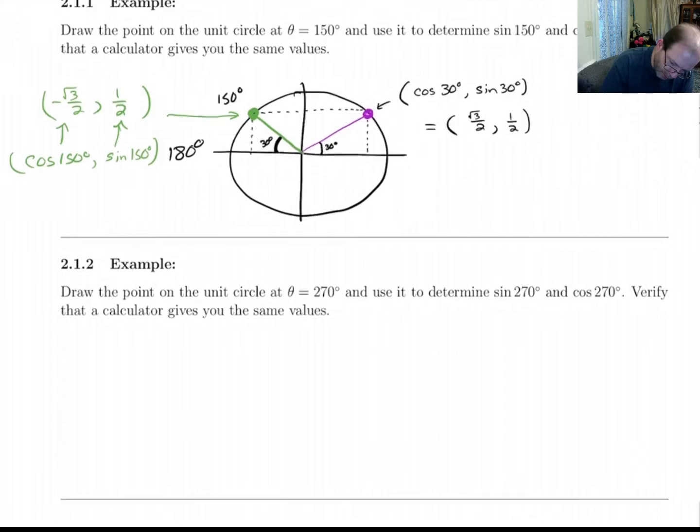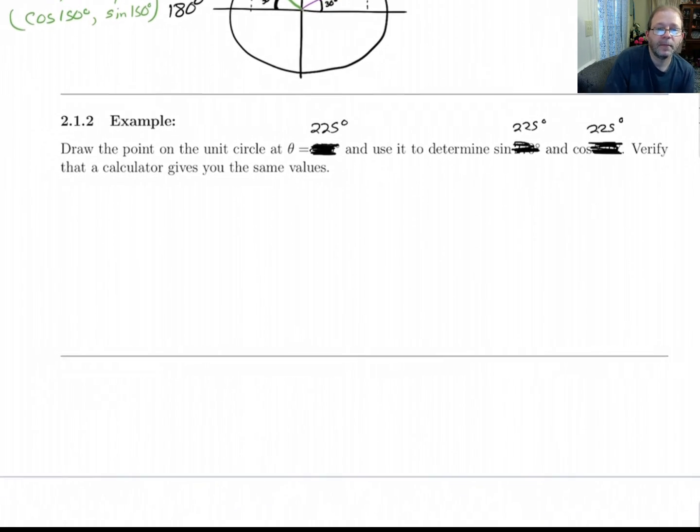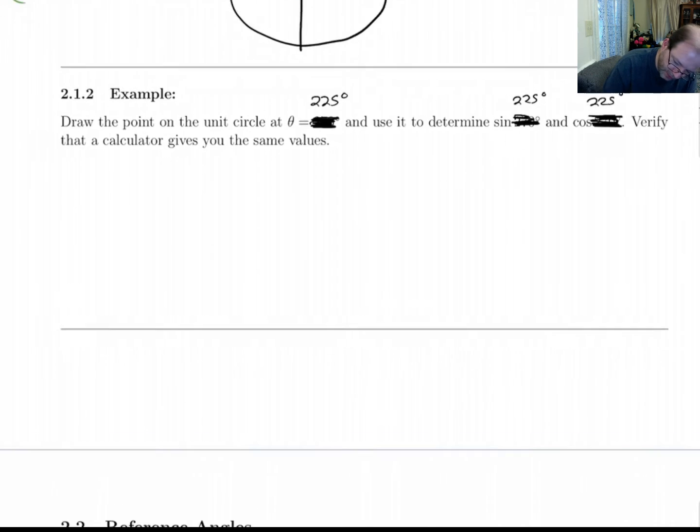All right, let's do one more of these. Actually, I want to change this problem. Instead of 270, let's make this 225. All right, so use a point on the unit circle at 225 to come up with sine and cosine of 225. Let's see, I've got this annoying line here.